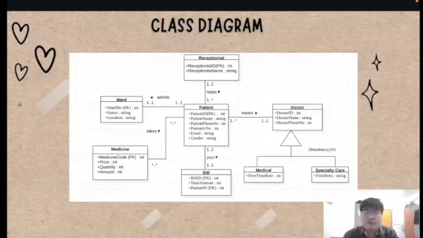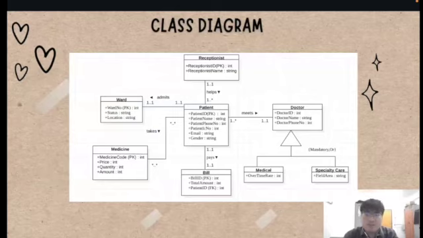So next is one patient can be admitted into one ward, and one ward can only be admitted by one patient. So the attribute of ward is ward number, status, and location. And many patients can take many medicines, and many medicines can be taken by many patients.